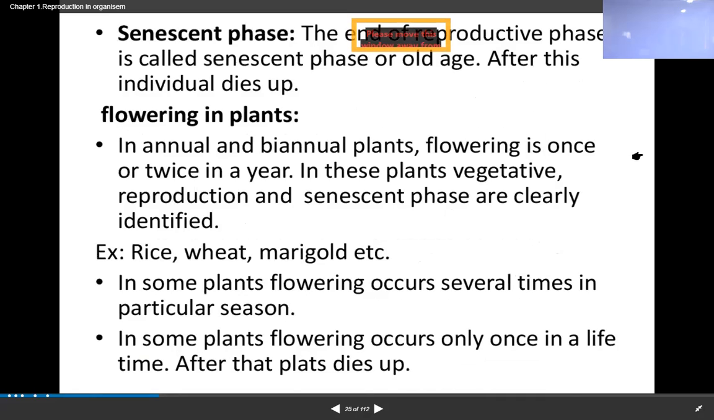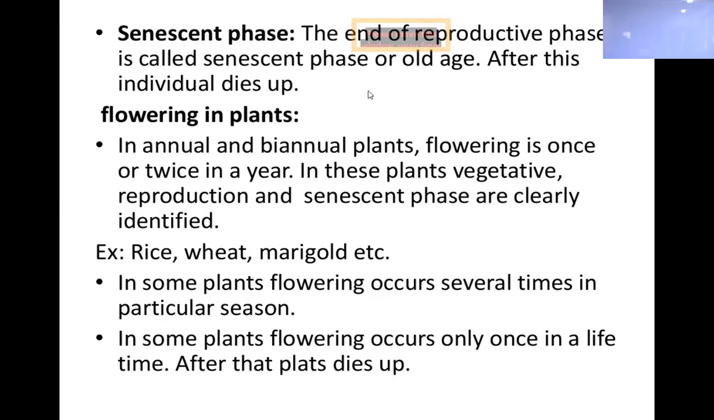Yes. Then you have senescent phase. Now here it is again a reproductive phase, which is called as senescent phase, or it is old age. Ability to become old, we called it as senescence. Senescence means what? Ability to become old. After this, the individual dies. So we have different developmental stages. This is the main point. Understood? We have different developmental stages.